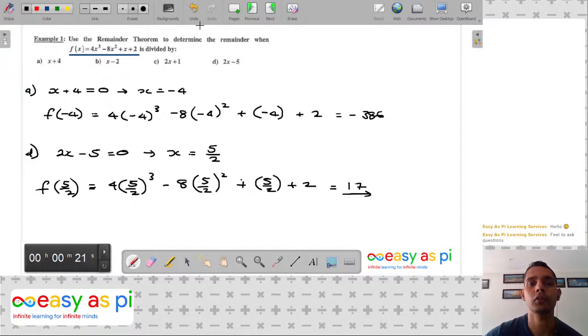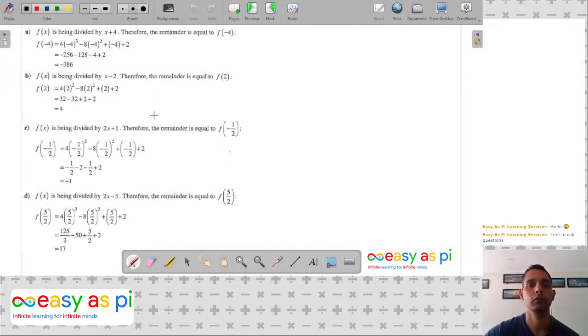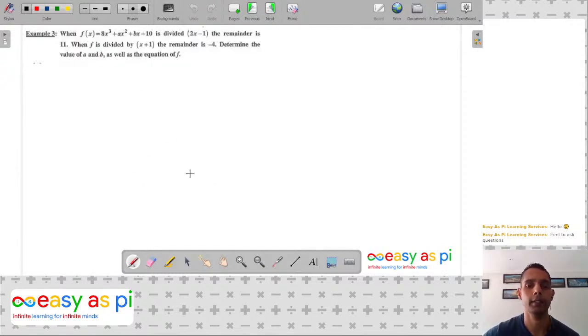Let's go to something a bit more high level, or level up. Let's underline the key information. In this case, f of x is equal to 8x cubed plus ax squared plus bx plus 10, and it's divided by 2x minus 1, the remainder is 11. When f of x is divided by x plus 1, the remainder is negative 4. Determine the values of a and b as well as an equation of f.